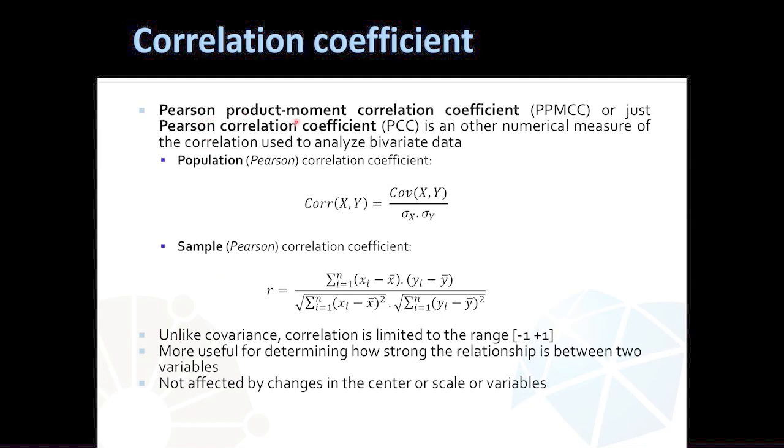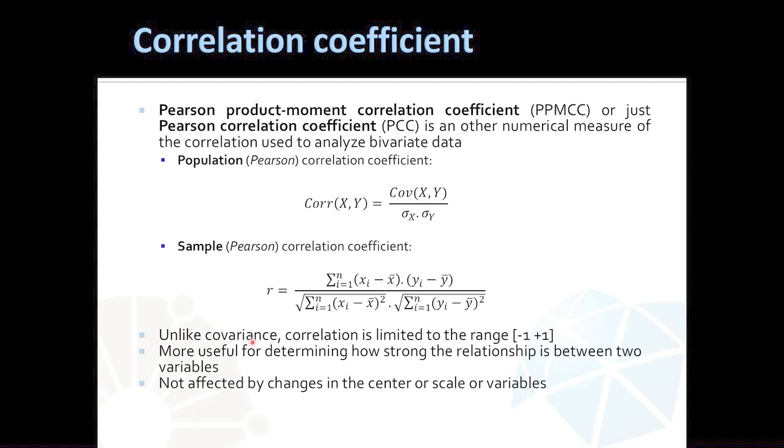The Pearson Product Moment Correlation Coefficient, PPMCC, or just Pearson Correlation Coefficient, PCC, is another numerical measure of the correlation used to analyze bivariate data. The correlation coefficient used for a population, or the correlation between X and Y, is given by the covariance between X and Y divided by the standard deviation of X multiplied by the standard deviation of Y. The correlation coefficient used for samples, called R, is given by this formula.